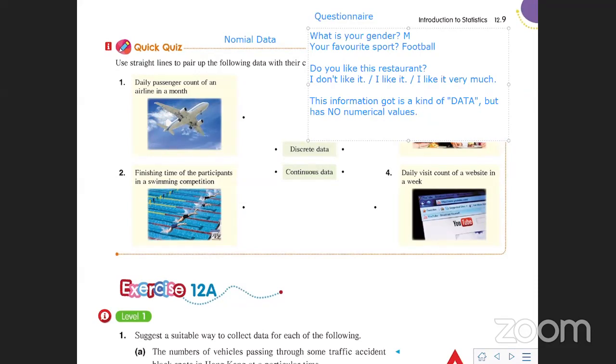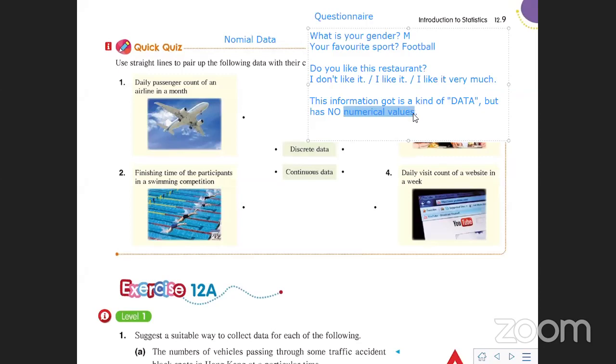Of course, when you set the questionnaire, you can ask people to answer: if you are male, you input 1; if you are a girl, you input 0. But basically, when someone asks you, what is your gender? You will answer whether you are a male or female. Okay, then in this case, male and female don't have any numerical values.